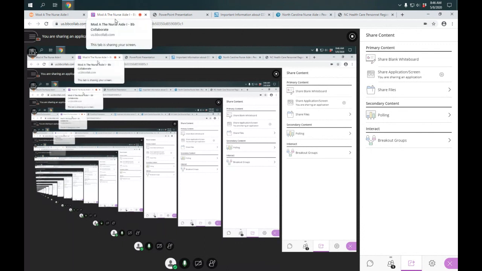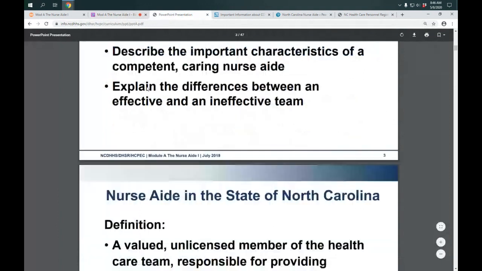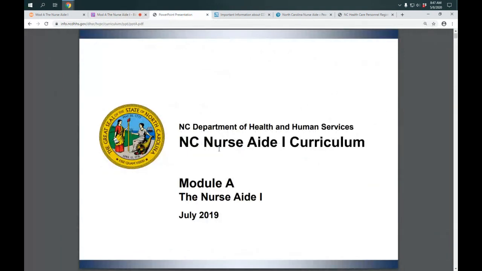If you will, please get out your text. Okay, your text is Module A. Sorry, I wasn't on that screen. This is your book, basically, for this program. It was written by the North Carolina Department of Health and Human Services. This is the curriculum that they want everyone in North Carolina to teach. So that's what we'll do.